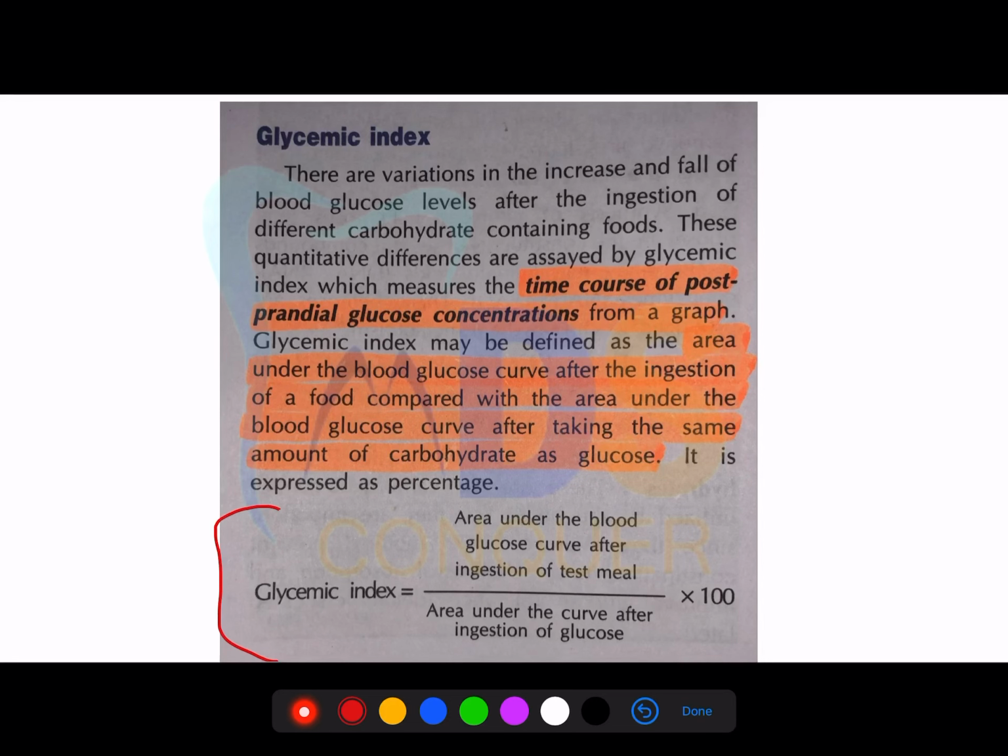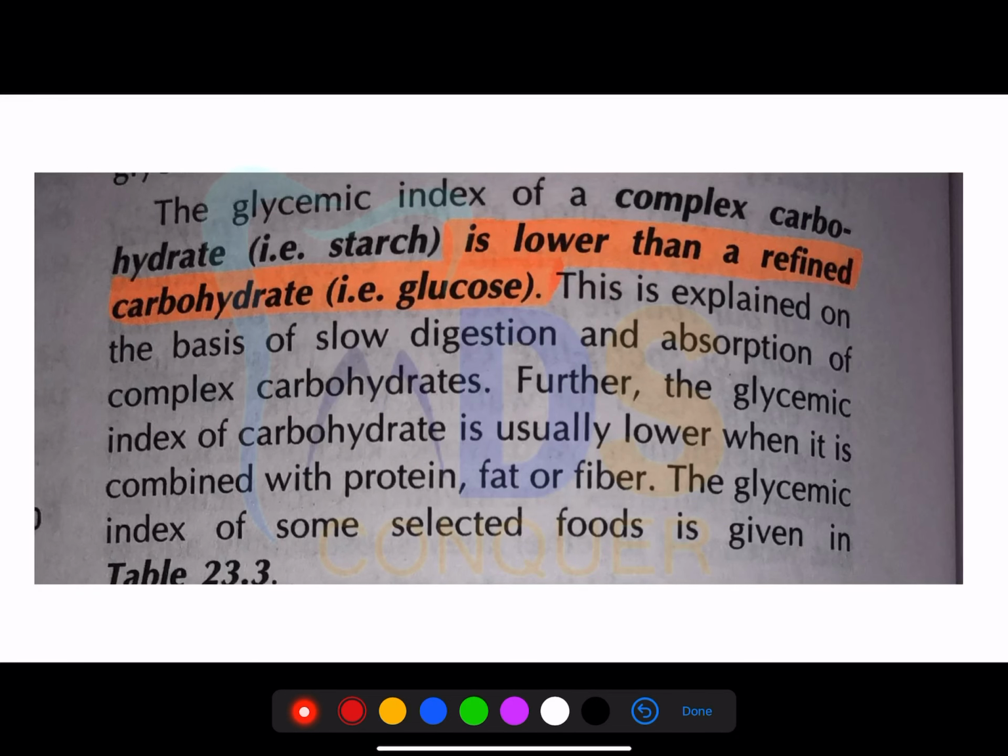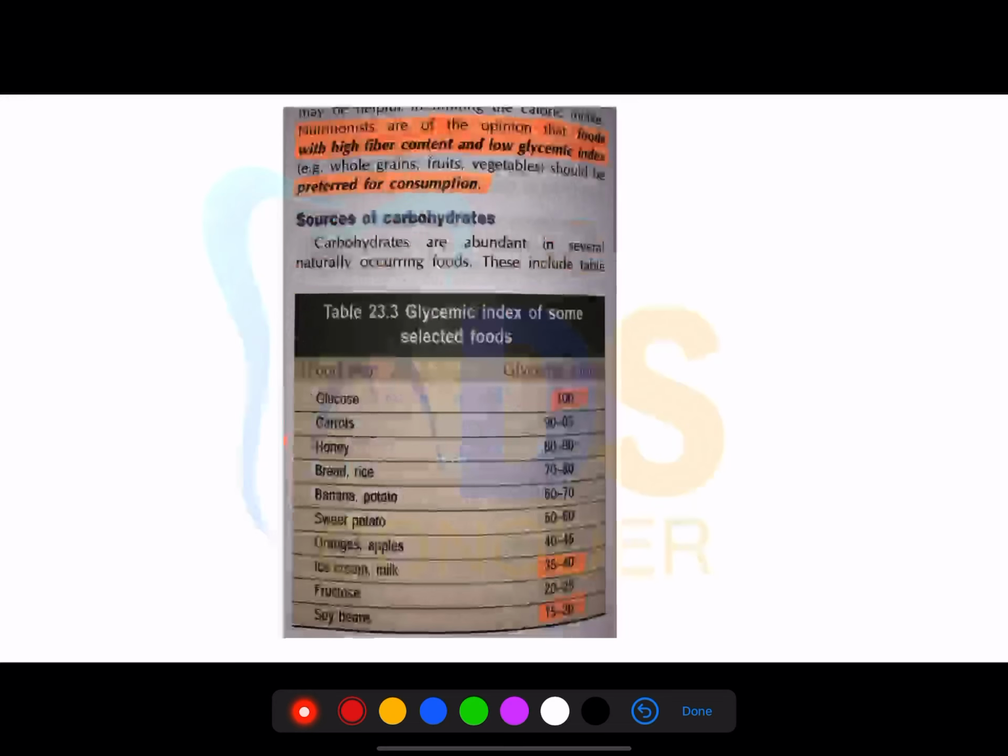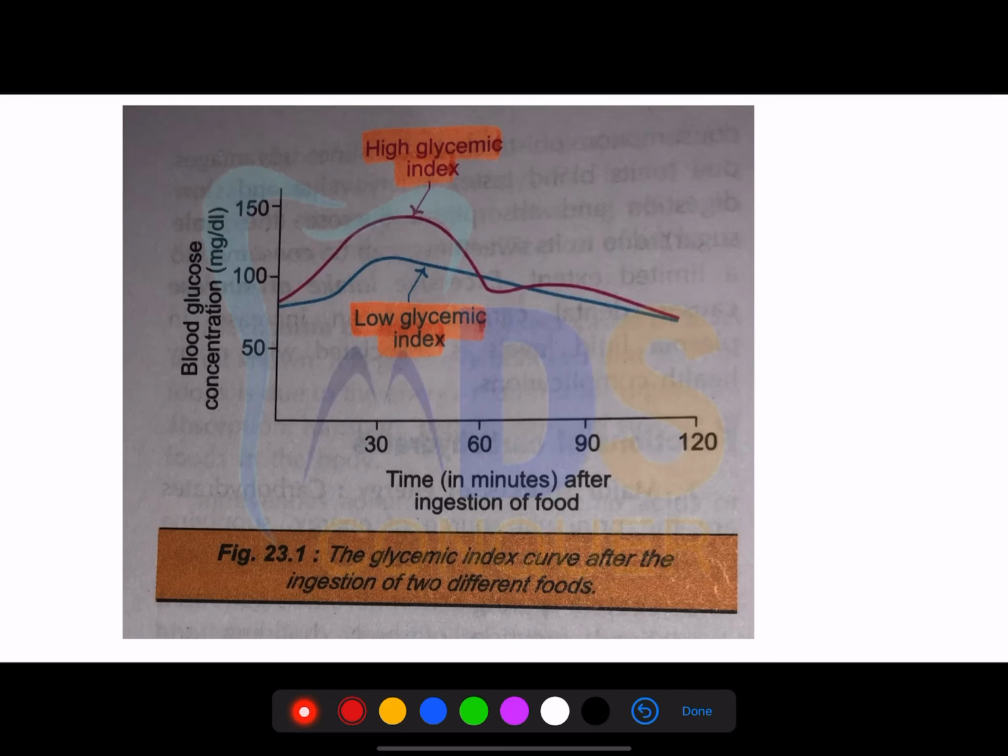Glycemic index, most of you are familiar with this, so please do read. This is a formula for the glycemic index, and do make a note. Glycemic index of a complex carbohydrate is lower than refined carbohydrate. For a refined carbohydrate, you have more glycemic index, and these values are very, very important. The most refined and simplified carbohydrate is glucose. So glucose will have more glycemic index when compared to any of these. They can ask you about high glycemic index, low glycemic index, anything.